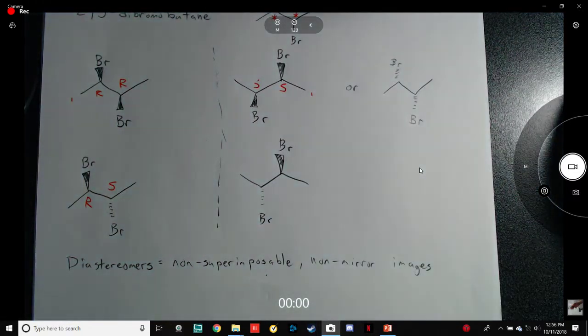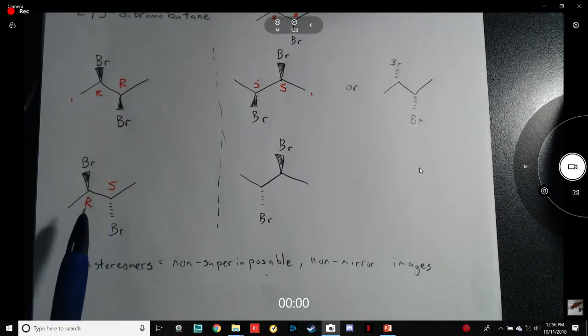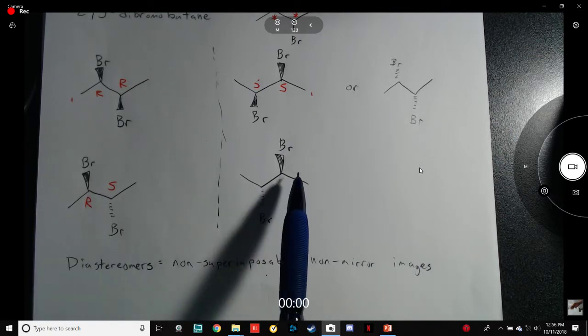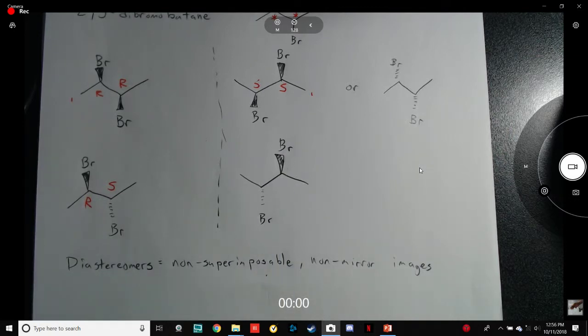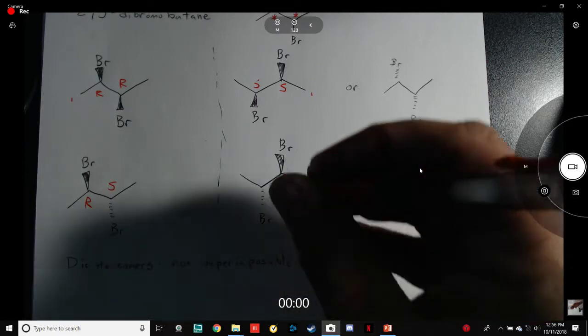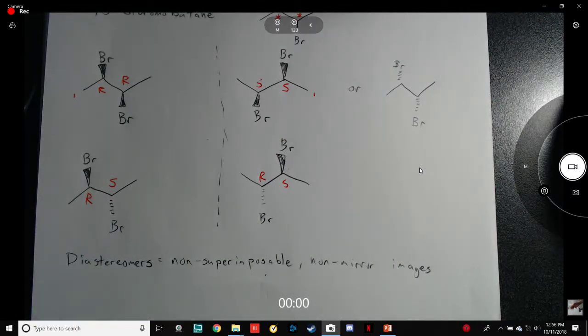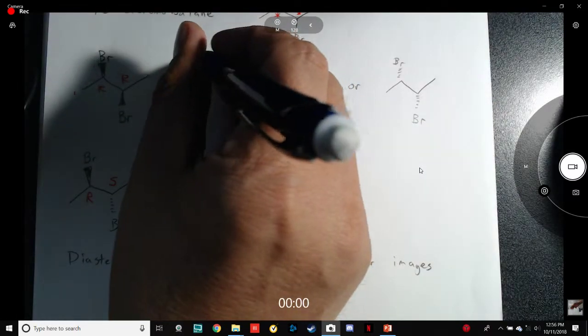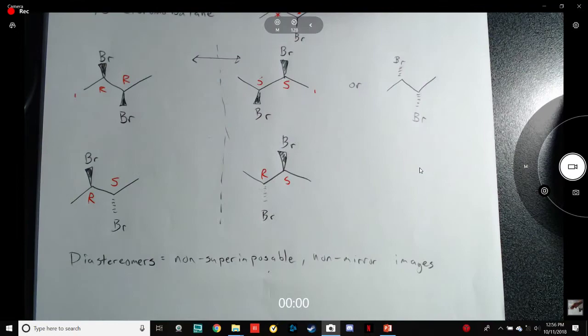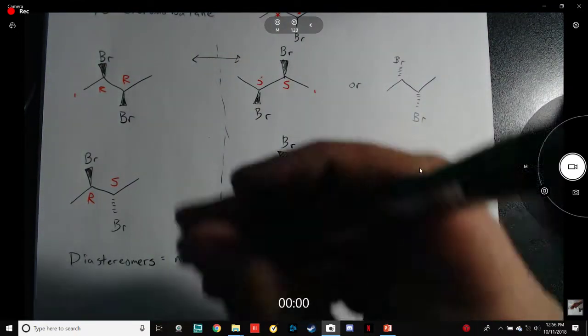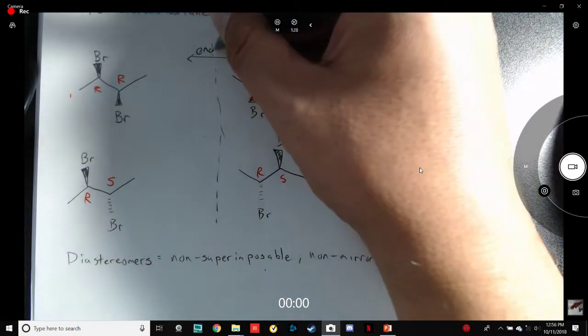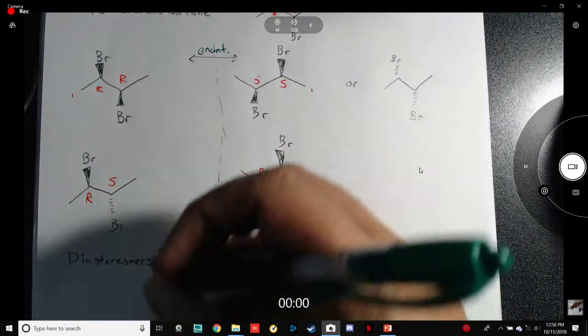All right. So just like you saw with the last one here, I automatically know what the designation is going to be. If it's RS, this is going to be SR because we just did the mirror image of it. So this should be R, this should be S. All right, so that we're clear here for each other, these two here, these are enantiomers. So I'm going to put enant for short.